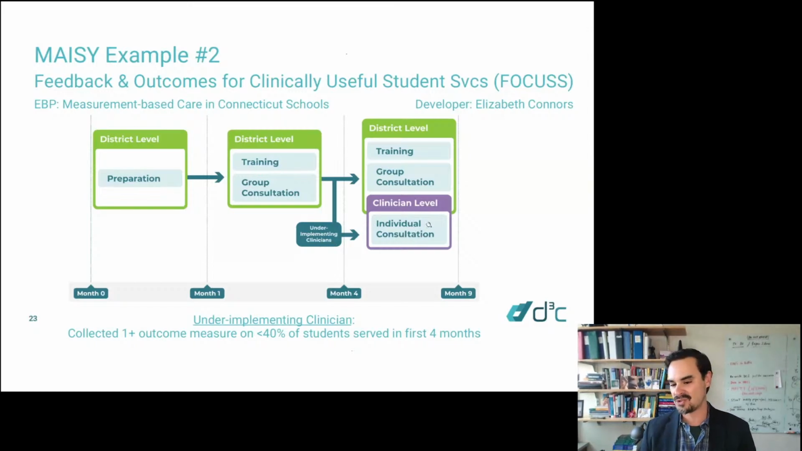It's an extra strategy, and it's expensive because it's at the individual level, and there are a lot of these folks in Connecticut. She provides individual consultation to try to understand and help the clinicians deliver measurement-based care as part of the mental health services they're delivering. This also is amazing because it has multiple levels and it has a time factor.